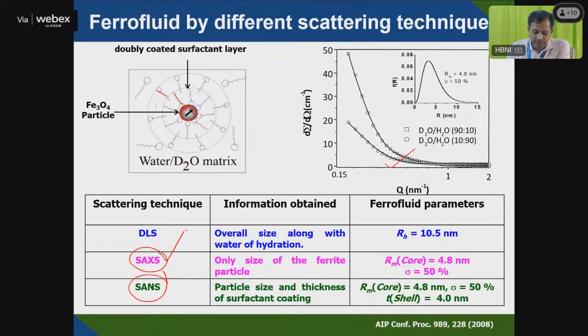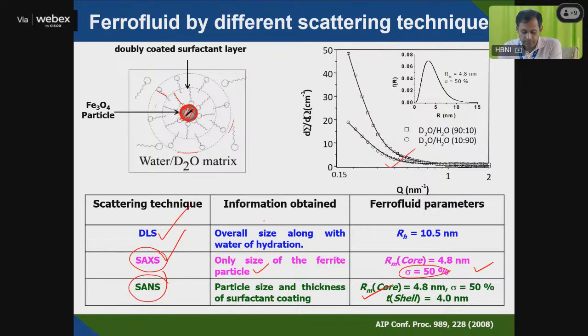So when you go for a SAXS study, you will get information about the core only, the size of the ferrite particle. You will get a core diameter of about 4.8 with a particle distribution; we have got 50%. But when you go for the SANS study of this ferrofluid, this iron oxide particle solution, you will get the particle size and the thickness of the surfactant coating. That means you will get both core information as well as shell information. Both core as well as shell structure you will get, and that can be confirmed by using a dynamic light scattering study, DLS.